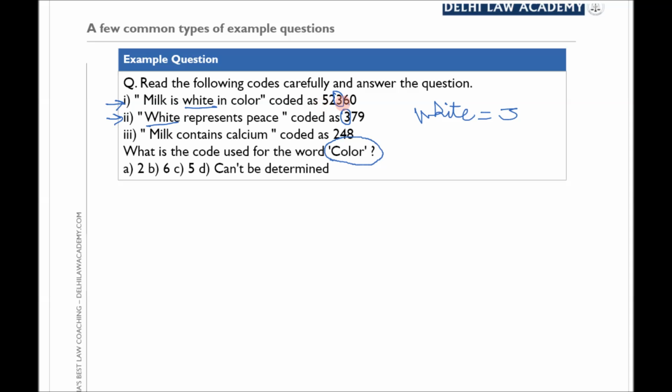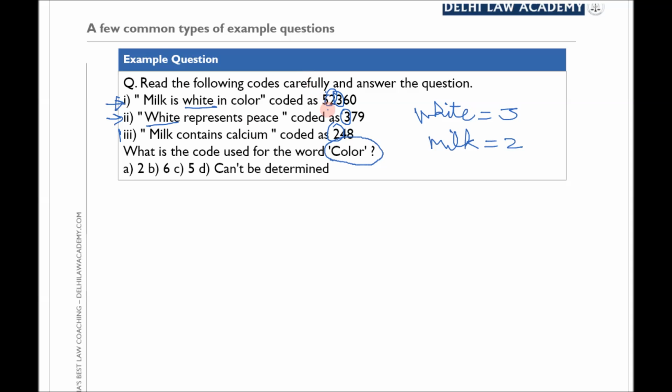In this, white is the first, it turns out to be the first here, but you cannot conclude that that means that milk is 5. You really can't, right? And as we'll see in a second, now we look at 1 and 3. The common word is milk, and the common character is 2. So it turns out that milk is actually the second character. So milk is equal to 2.